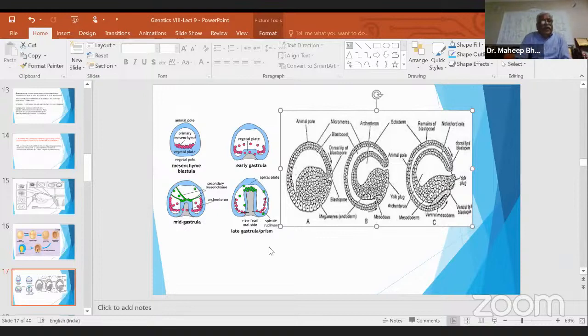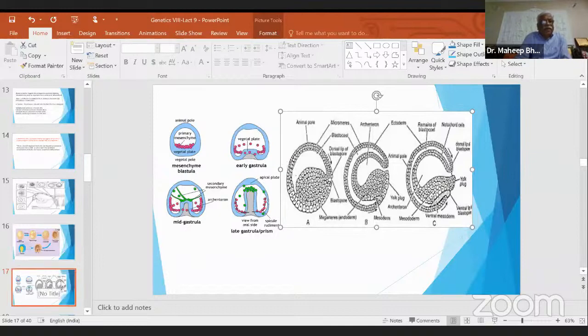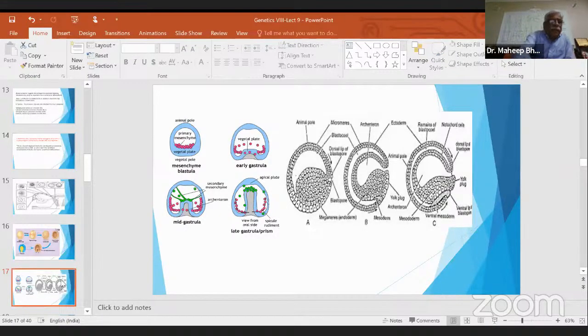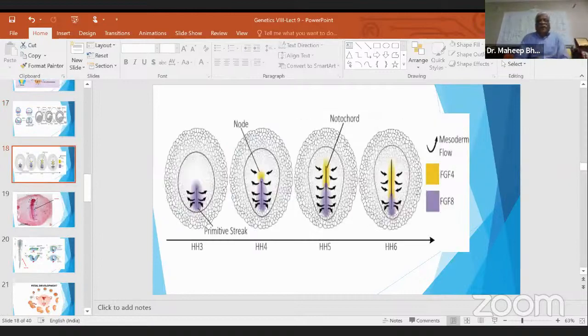Okay, let's go to the next picture. That will explain clearly how it is happening. You can see here in this diagram very clearly. The cells have migrated, and ultimately this gastrocoel is filled completely with the cells. But actually this photograph is taken from a hen's egg. Hen means murgi. It is taken from a murgi's egg, so I am not able to correlate it with the diagram.